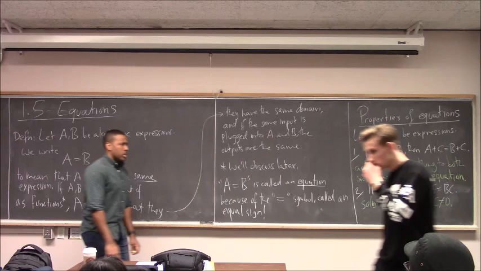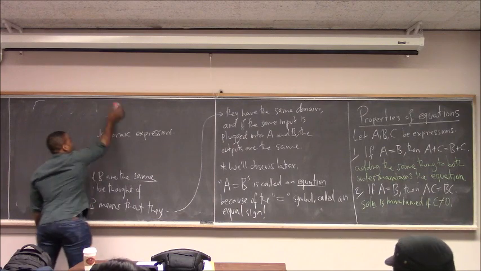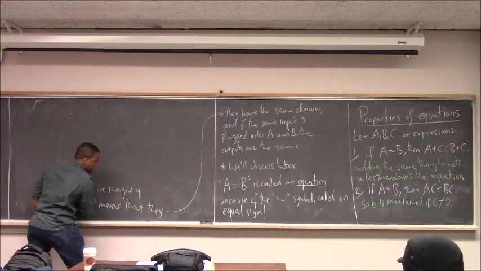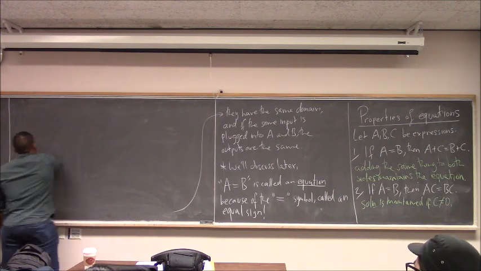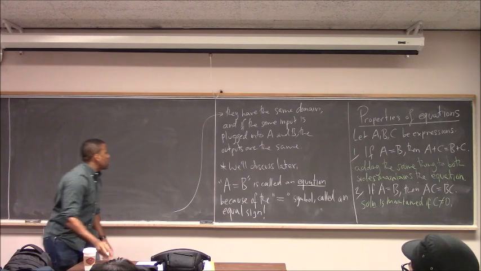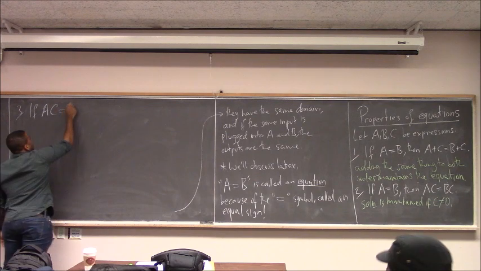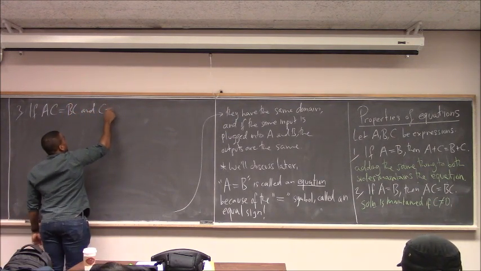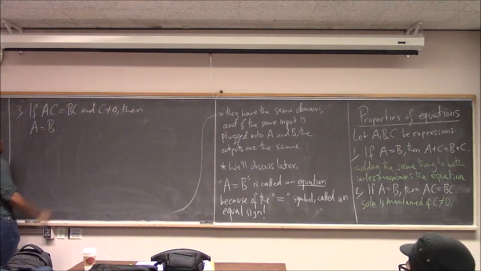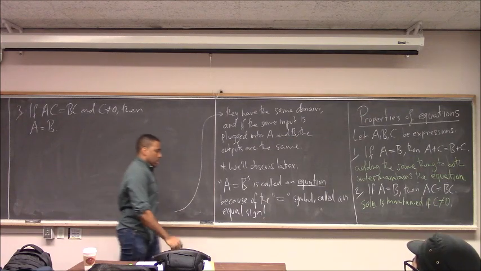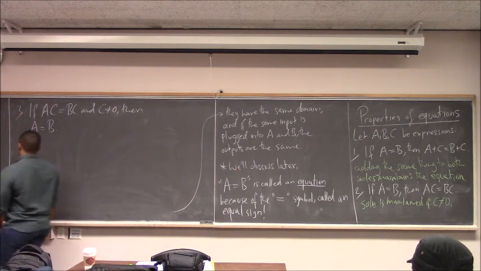By the way, I'm using the word solution. I should probably tell you what that is. What is a solution of an equation? Let me continue though. So those are two properties. The third one is a refinement of property 2. The third one says, if AC is equal to BC and C is not 0, then A is equal to B. This is called the cancellation law. It allows us to divide both sides of an equation by the same thing as long as that thing is not 0, and the equation will be maintained.